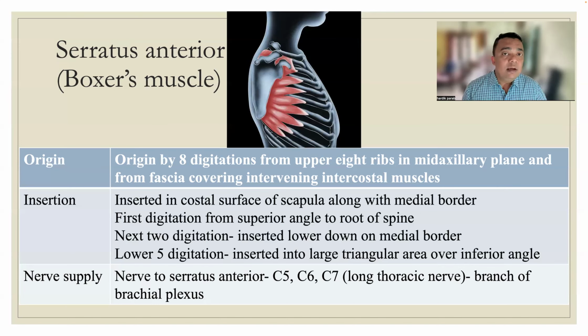Now, it is supplied by the nerve to serratus anterior, which is also called the long thoracic nerve, which has root value of C5, C6, and C7. It's a branch of the brachial plexus.